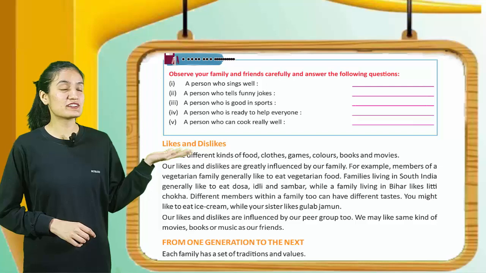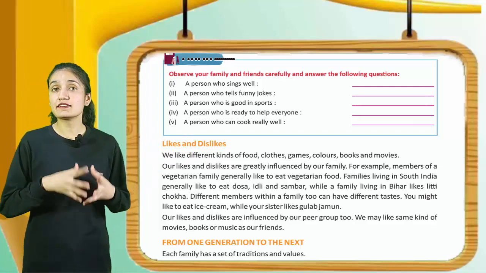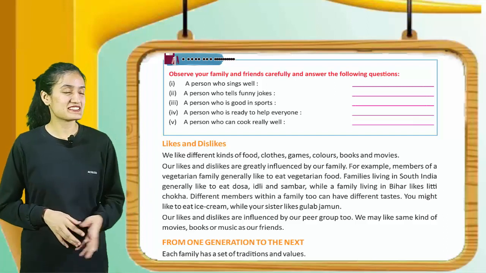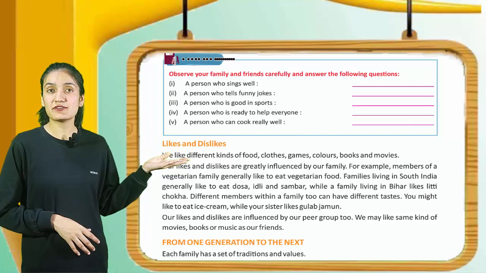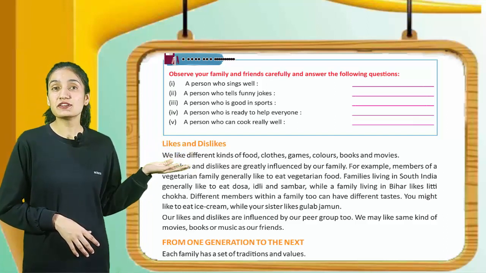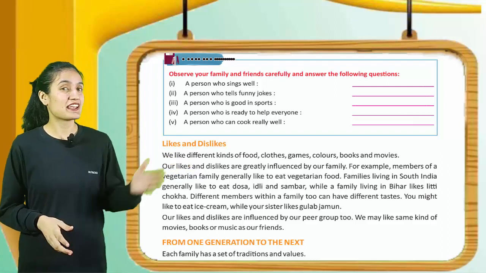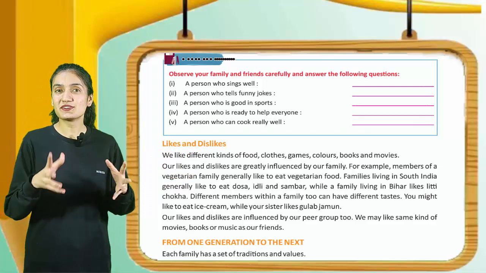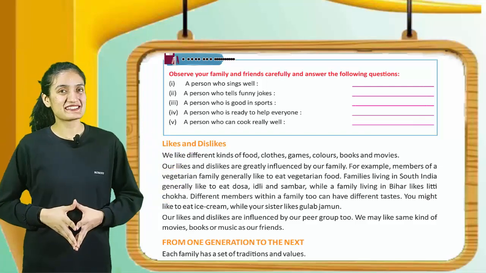Now let's move on further. We have an activity to do. Observe your family and friends carefully and answer the following questions. Here are the questions. A person who sings well, a person who tells funny jokes, a person who is good in sports, a person who is ready to help everyone, a person who can cook really well. So in this way, you can differentiate between your friends.